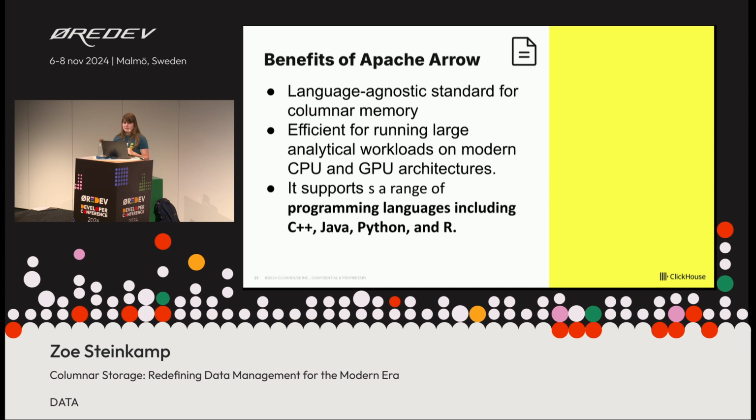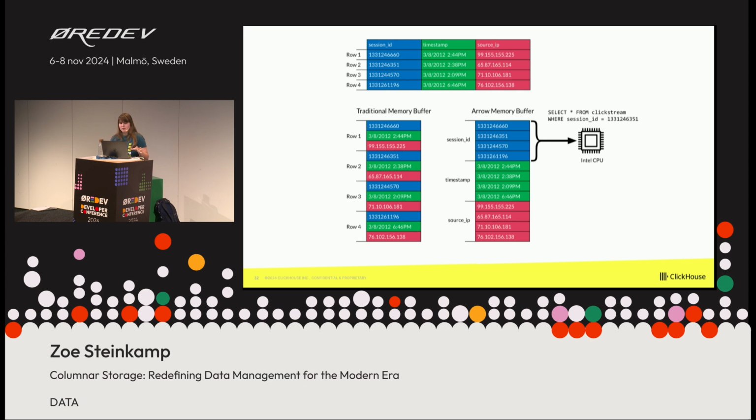So the benefit of it is that it's language agnostic. Specifically, it supports a wider range of languages, including things like C++, Java, Python, and R. It's efficient for running analytical workloads on modern CPU and GPU architectures, which this is kind of showing here. Basically, before you would have even your columnar DB data stored in a traditional memory buffer, and it just wasn't that efficient, versus now you can use something like this, which is more efficient for modern CPUs.